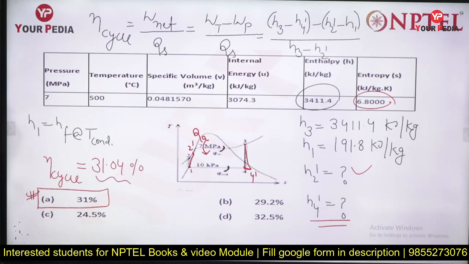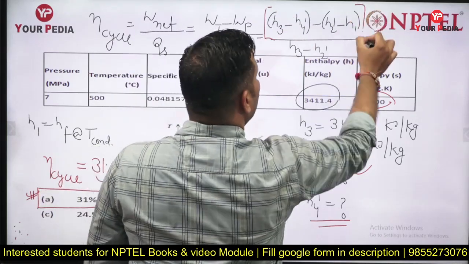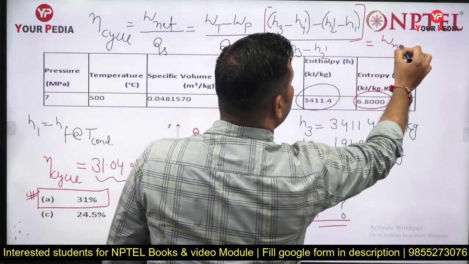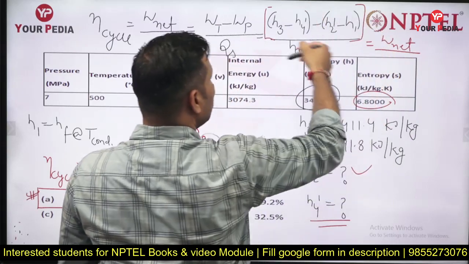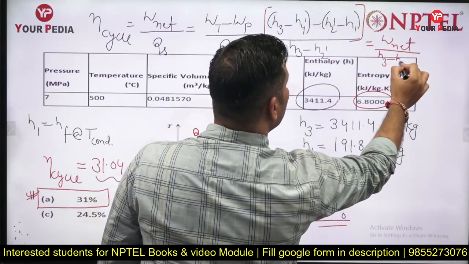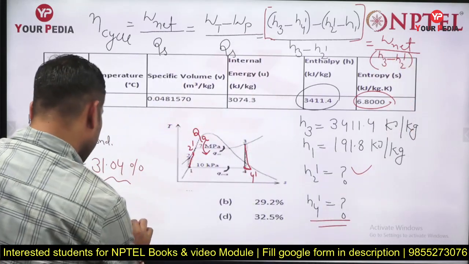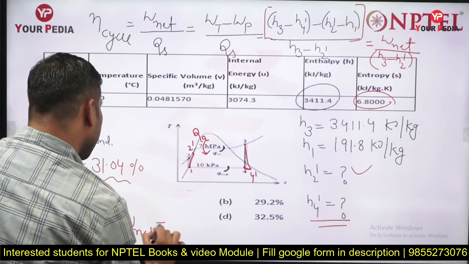Fine. And guys, you can check it here by evaluating this thing. You can mention here what W net you are getting, because this numerator term is nothing but W net, and this denominator term is giving us the heat supplied. So you can tell me how much W net you are getting, guys.